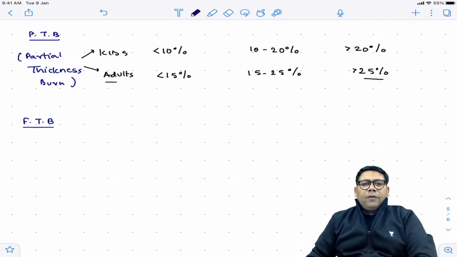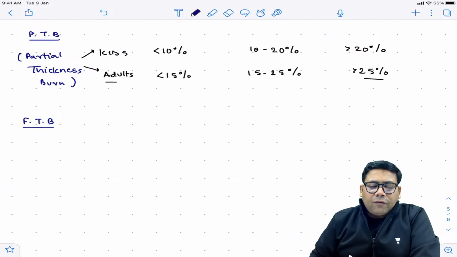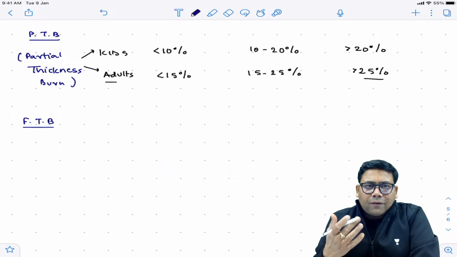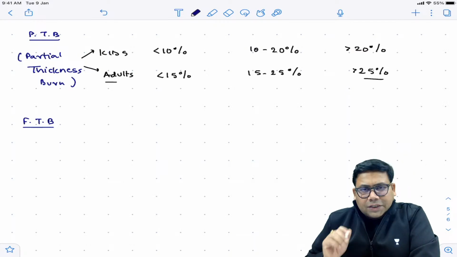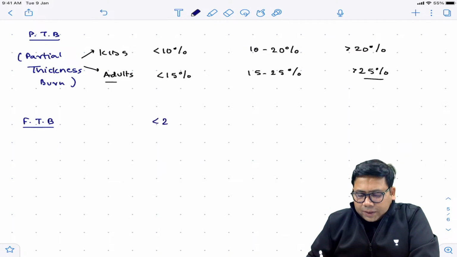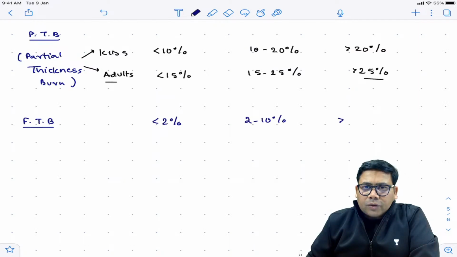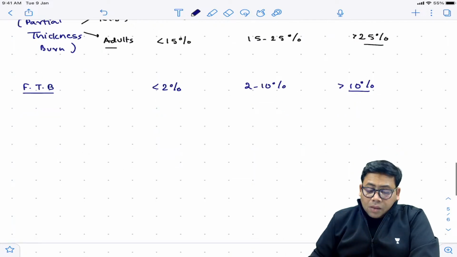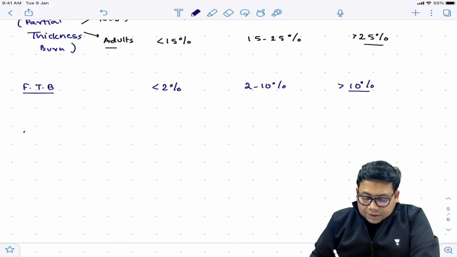So when we talk about full thickness burn, irrespective of whether it is occurring in adults or in kids, it is fixed. That is, less than 2% is mild, 2 to 10% is moderate, and more than 10% is the severe category burn. Apart from this, what are the others that we include in this?